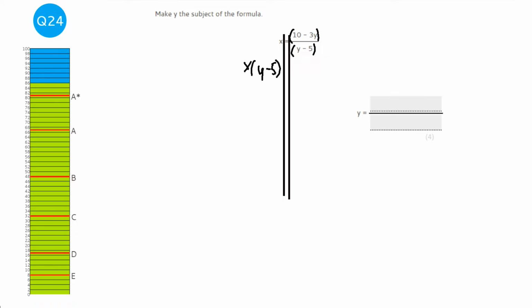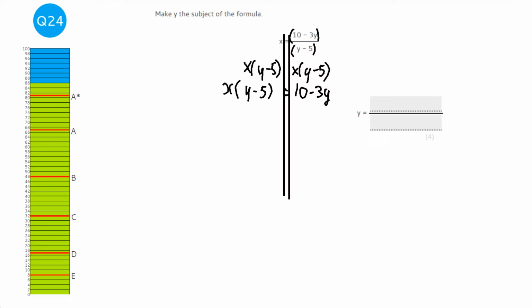Let's just sort out the times. So we times both sides by the denominator of the fraction, because that means all of the 10 minus 3y divided by y minus 5. So we times both sides by y minus 5 to get rid of that. So we've got x brackets y minus 5, because the x on the left hand side is being times by the y minus 5, equals, and we're just left with that 10 minus 3y.